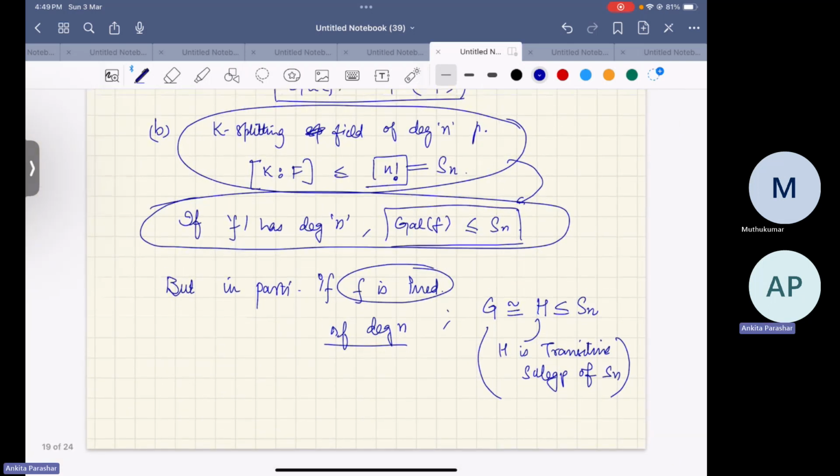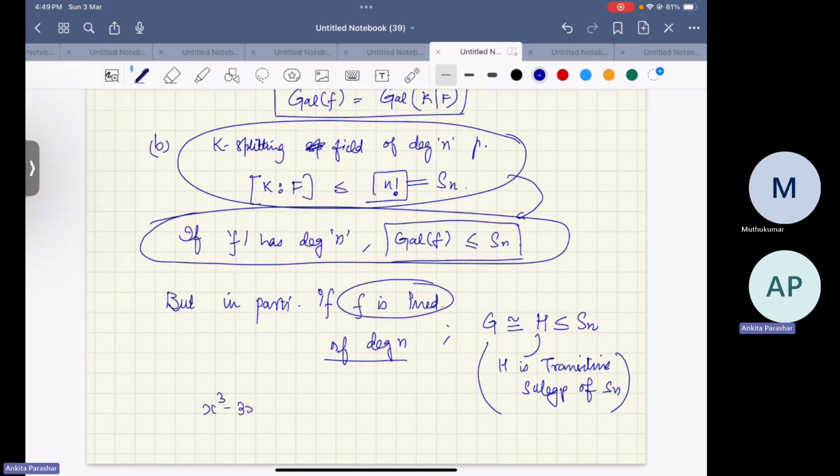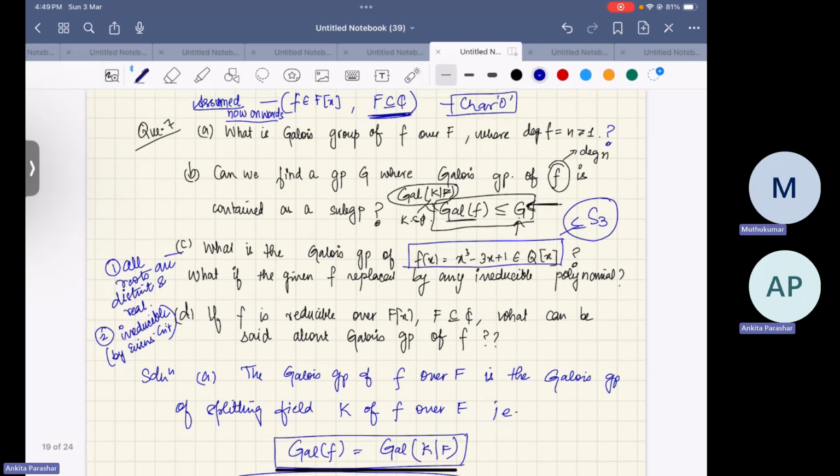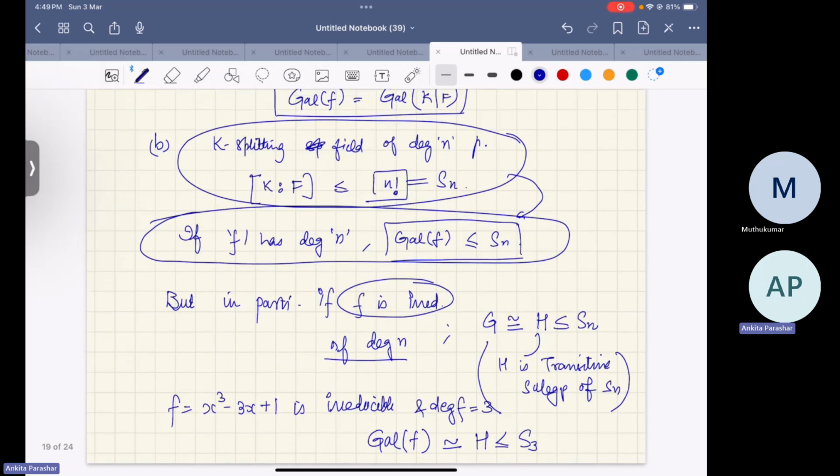Now, knowing that our polynomial x cube minus 3x plus 1 is irreducible, what is the degree of the polynomial? It is 3, right? So G, our Galois group of the polynomial, has to be isomorphic to some transitive subgroup of S3. So the next question is, what are all possible transitive subgroups of S3?